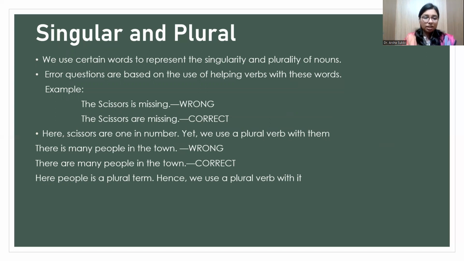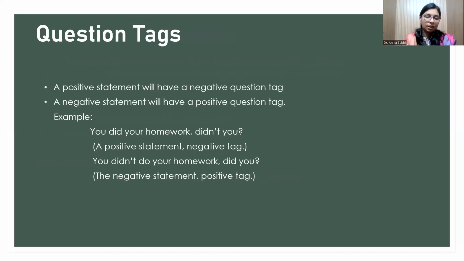Now, another set of examples. "There is many people in the town." "There are many people in the town." It is plural, so we must use "are." Here, people is a plural term, hence we use the plural verb with it.